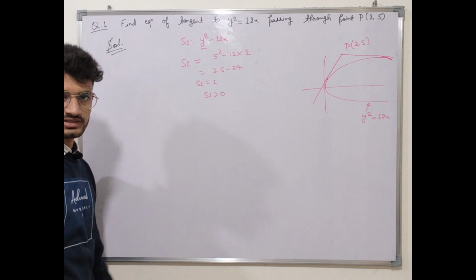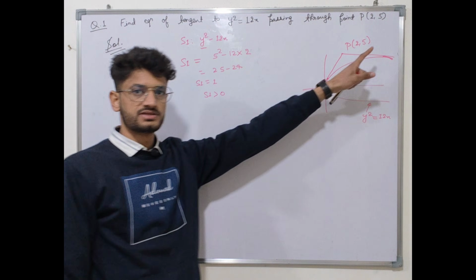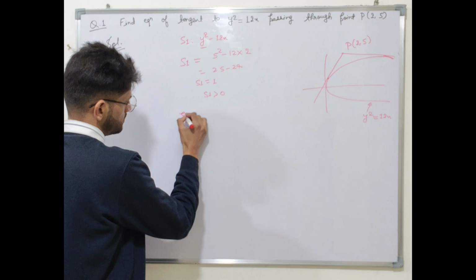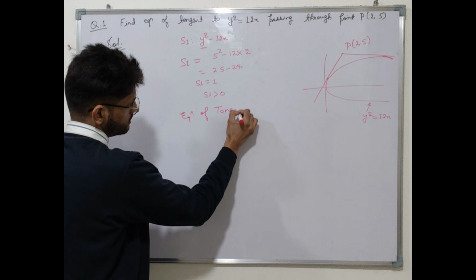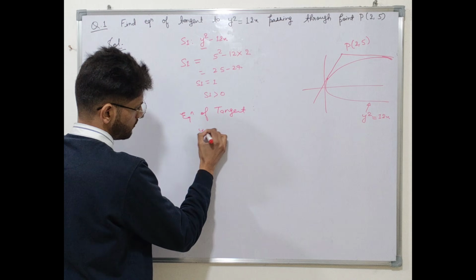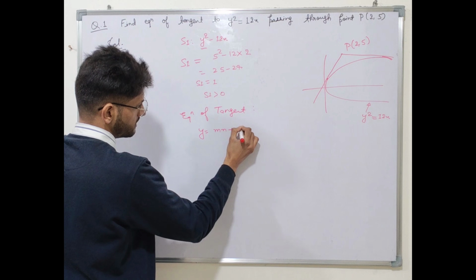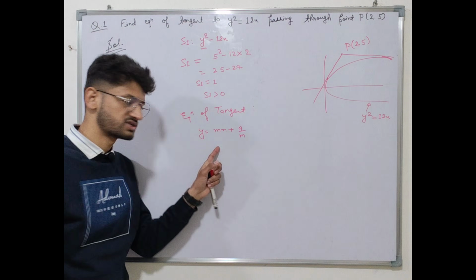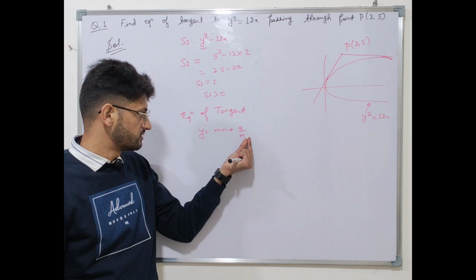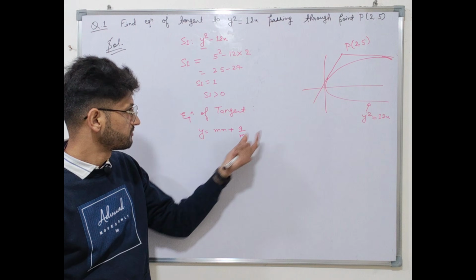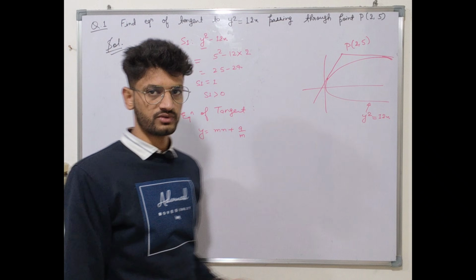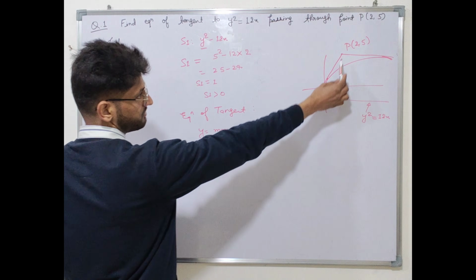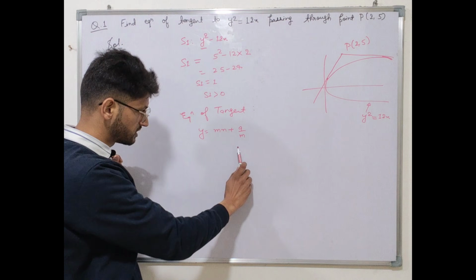So let's write the equation of tangent. Let's assume the equation of tangent as y equals mx plus a upon m. We have seen the derivation. In this case, c equals a upon m, once we need to write the equation of tangent in case of parabola y square equals 12x. So now our point P will pass through this equation.